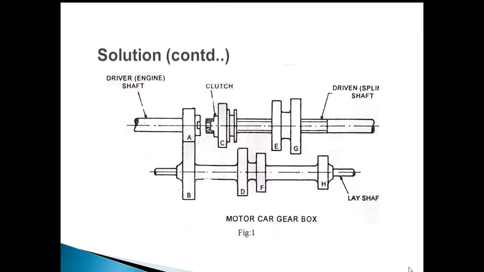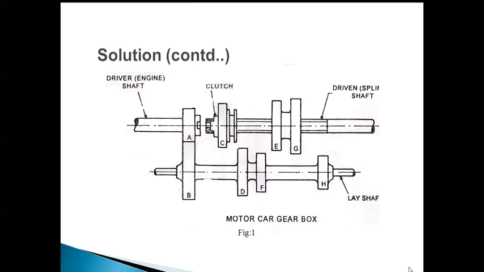Here we have the first gear, second gear and third gear. In the first gear we get the most reduction of speed, in the second gear we get the medium speed, and in the third gear we get the maximum speed. To get the minimum speed, the driven gear must be of larger diameter.